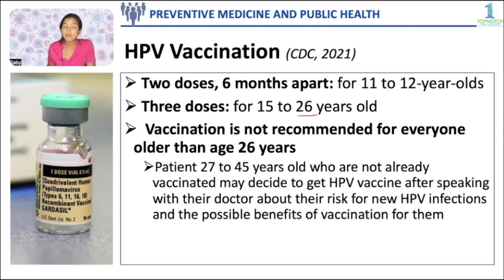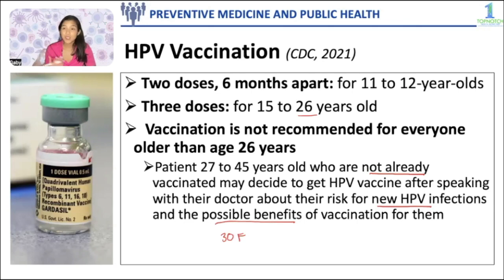Now, when would we give HPV vaccination to those aged above 26 years old? So if they are not already vaccinated and they decide to get the HPV vaccine after speaking with their doctor about their risk for new HPV infections and the possible benefits of vaccination for them. So what's a concrete example? Let's say it's a 30-year-old female. Prior to her wanting to get the vaccine, she has never had any sexual contact, never had any sexual intercourse. But now let's say that she has a new partner, she would like to explore her sexuality, she would like to participate in intercourse, and she would definitely benefit from an HPV vaccination.